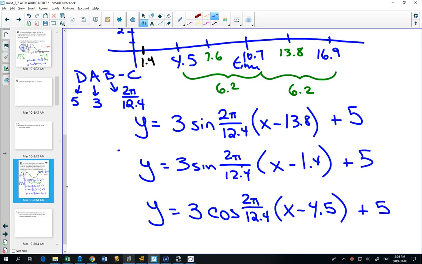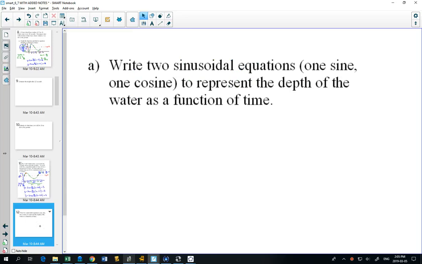Okay? On a question like this where it says write 2 sinusoidal equations, 1 sine and 1 cosine, you get choice. They'll accept any right answer as long as it matches up.